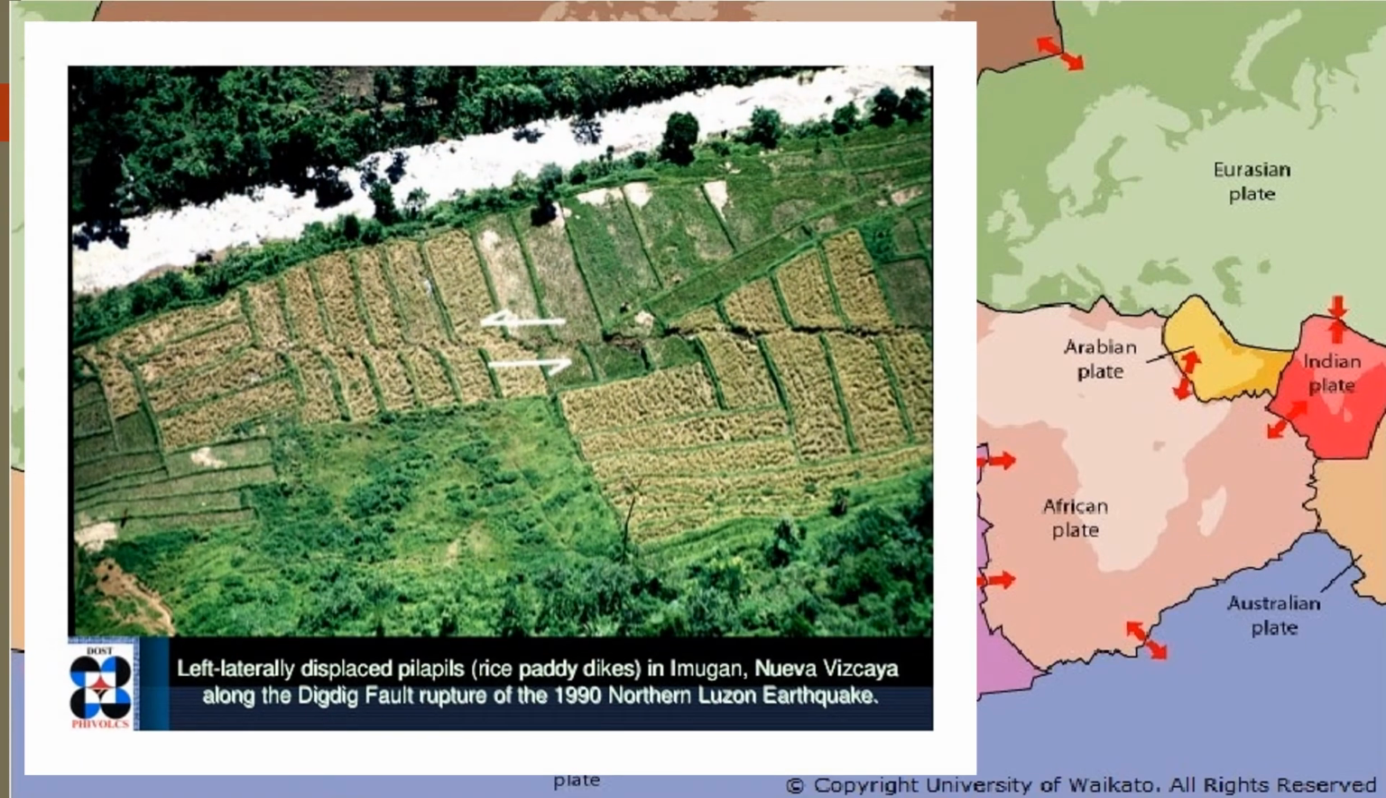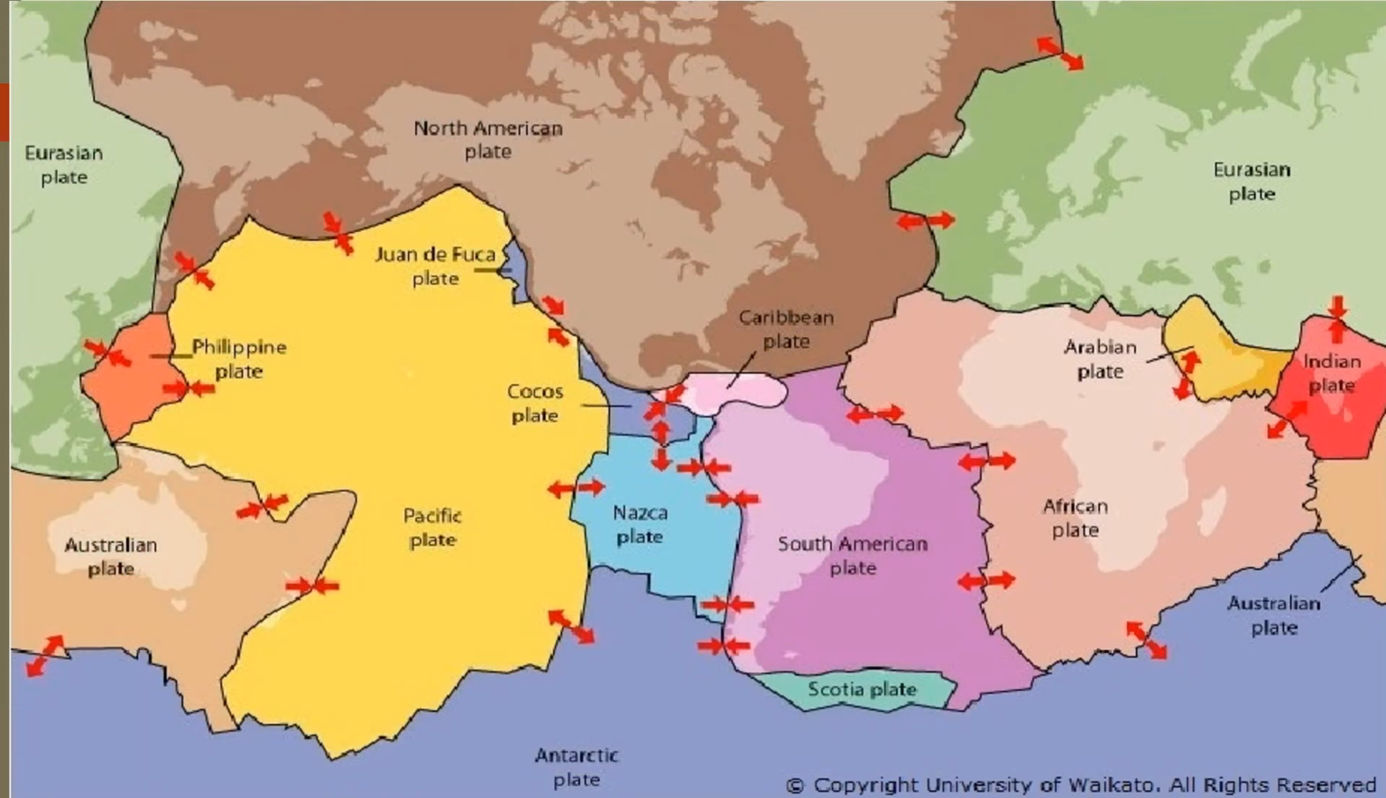The Philippine Fault Zone is a major tectonic feature that transects the whole Philippine archipelago. It is divided into segments and has been the source of large magnitude earthquakes, such as the 1990 Luzon earthquake, along the Digdig segment located at Nueva Vizcaya.